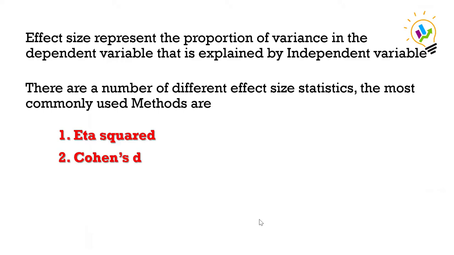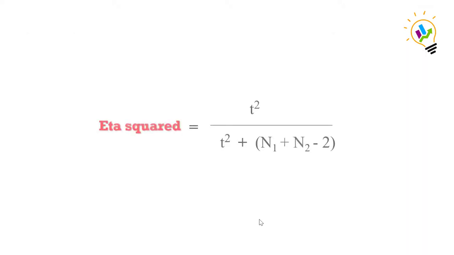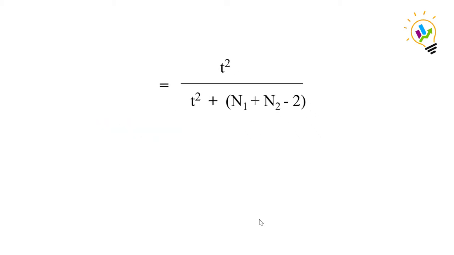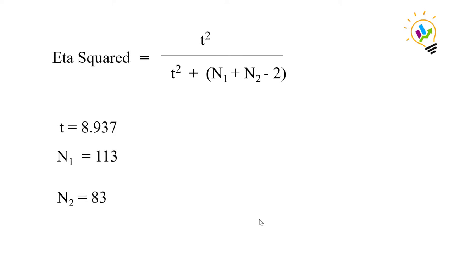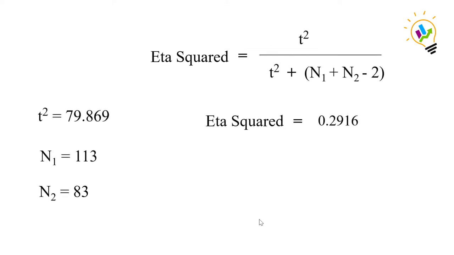Now we will do the effect size analysis. For this, eta squared, this is the formula: t squared divided by t squared plus n1 plus n2 minus 2. Just now we have seen the t value is 8.937. n1 is the sample size for male, which is 113. n2 is the sample size for female, which is 83. Now if we substitute these values in this equation, we get the eta squared value as 0.2916.